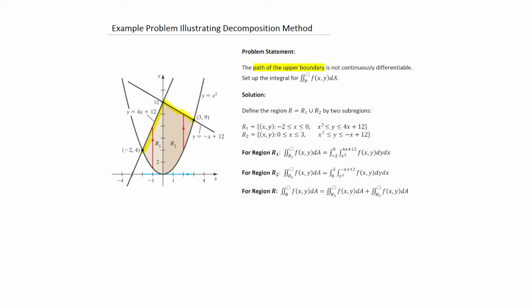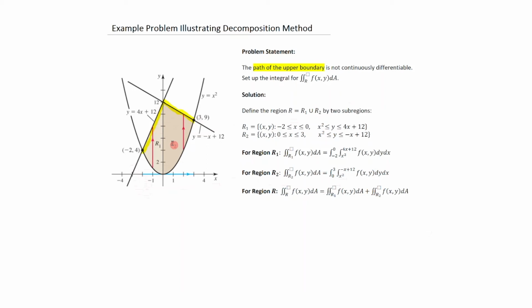Let's look at a simple example illustrating the decomposition method. So let's look at this now. We want to set up the integral for integration over the full region. But we know we're going to run into problems. Why? Because if you follow the upper contour, it's not continuously differentiable. So that means this region is continuously differentiable, and this region is continuously differentiable. That means this will have to be considered region 1, and this is region 2.